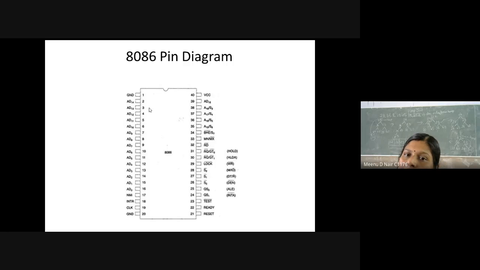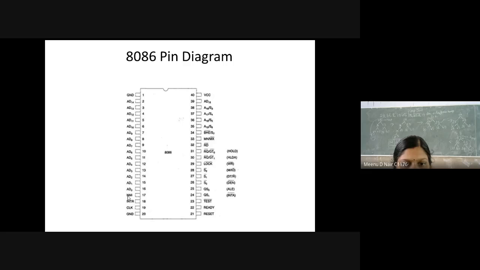Out of that, A0 to A15 can be used as both data and address lines. That's why it is named AD0 up to AD15. So AD0 to AD15 can work as both address as well as data lines. And A16 to A19 are only for sending the address, because this is a 20-bit address.